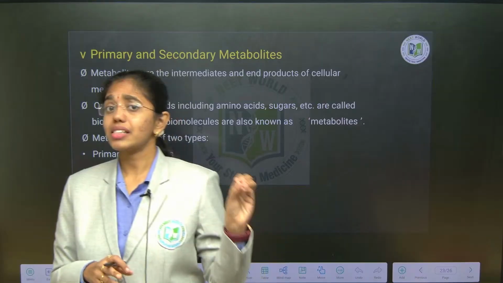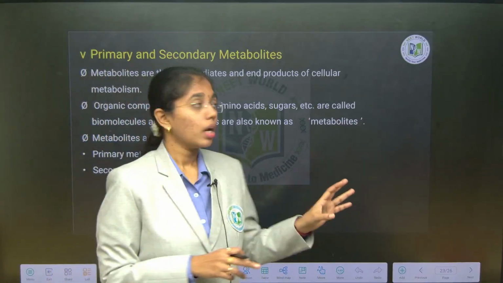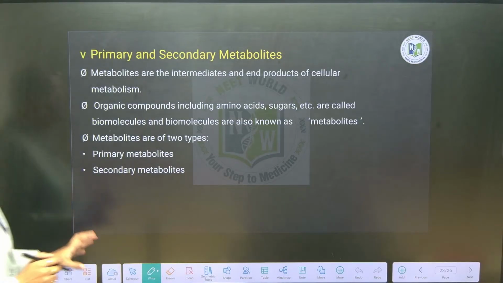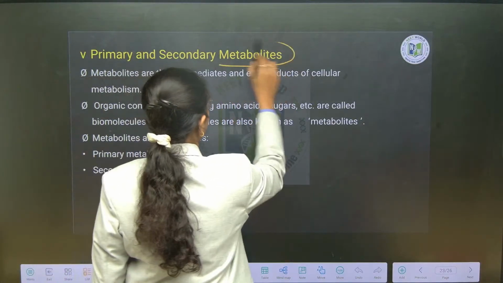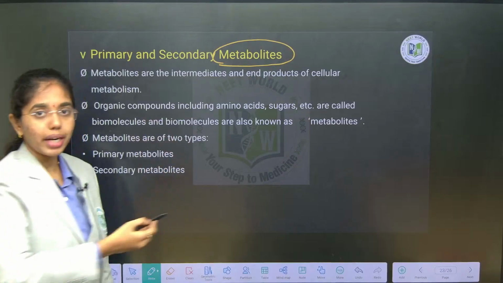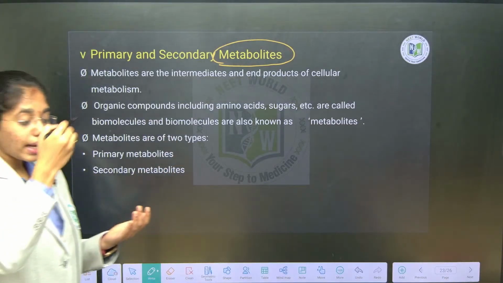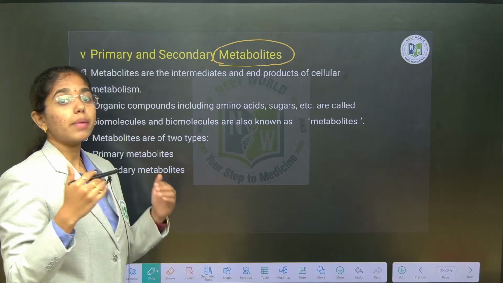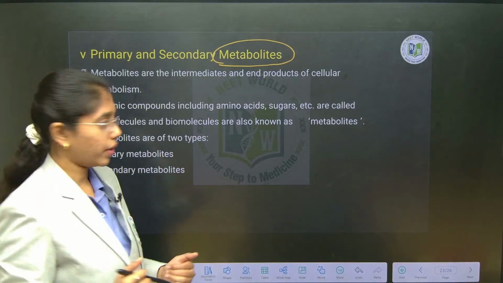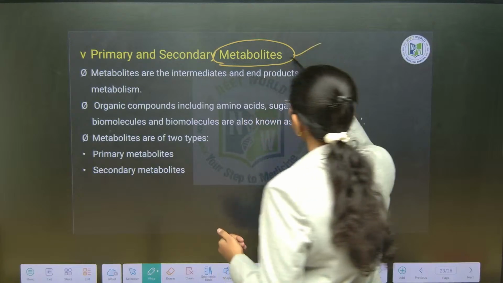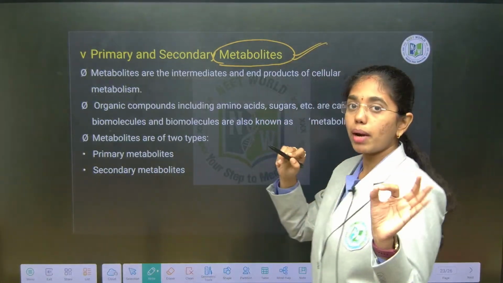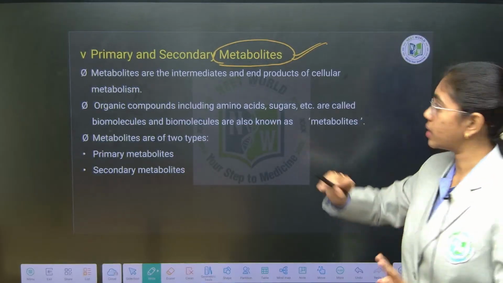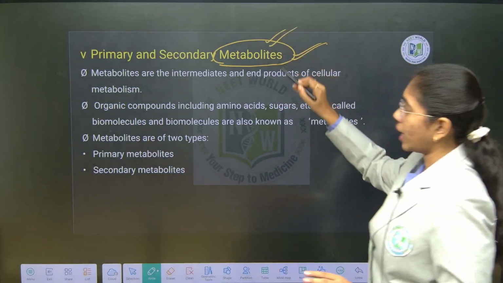Remember these points and statements carefully. Okay. Now you see primary and secondary metabolites. Firstly, what is a metabolite? A metabolite is any component that is obtained in the intermediate pathways of any biosynthetic pathway or as the products of a biosynthetic pathway. The constituents obtained in between the biosynthetic pathways as intermediates, or at the end as products, are addressed as metabolites.